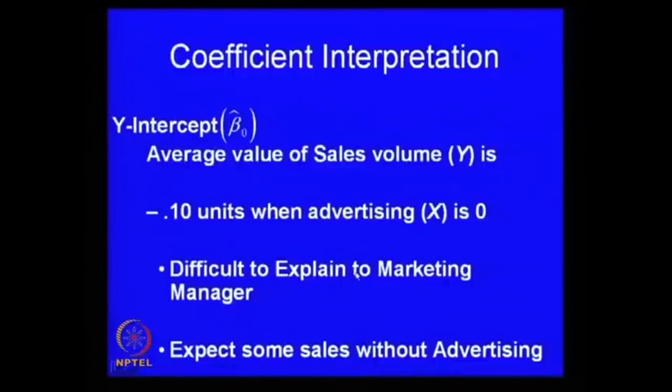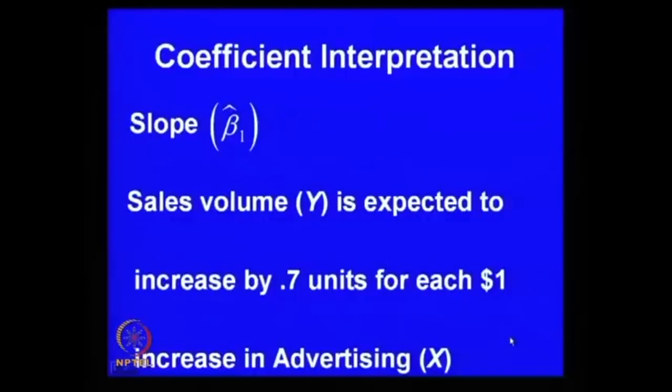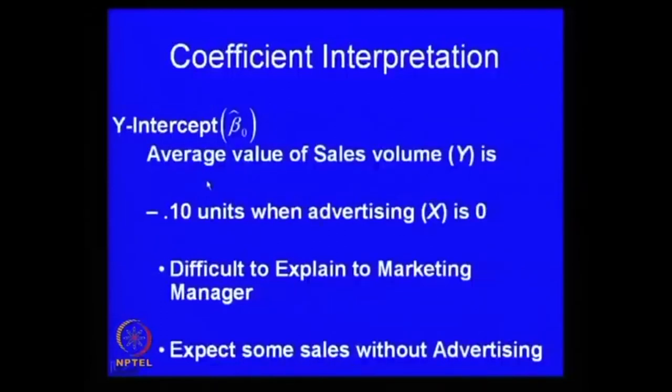And the interpretation of the coefficient beta naught hat is that it is the average sales amount when x equal to 0. So, beta naught hat is equal to y hat when x equal to 0. So, it basically gives some idea about the average value of sales amount when the advertising cost is equal to 0. I mean, it is very difficult to explain why it is so, because we can expect some sales amount without advertising also, but here it is negative. Anyway, the beta naught hat is the average sales volume, which is equal to minus 0.1 when the advertising cost is equal to 0.